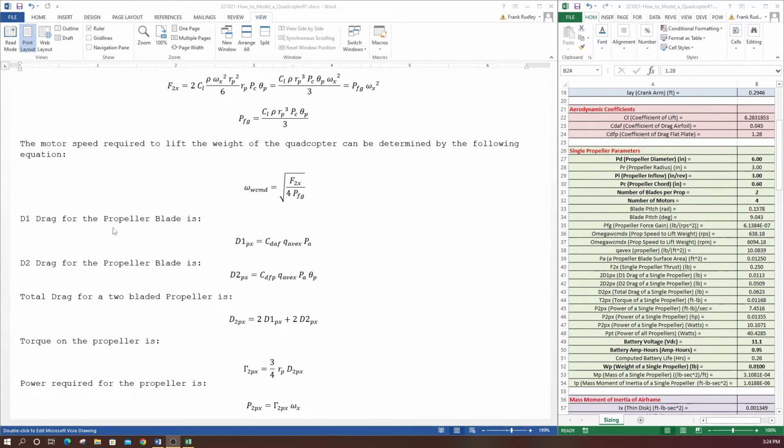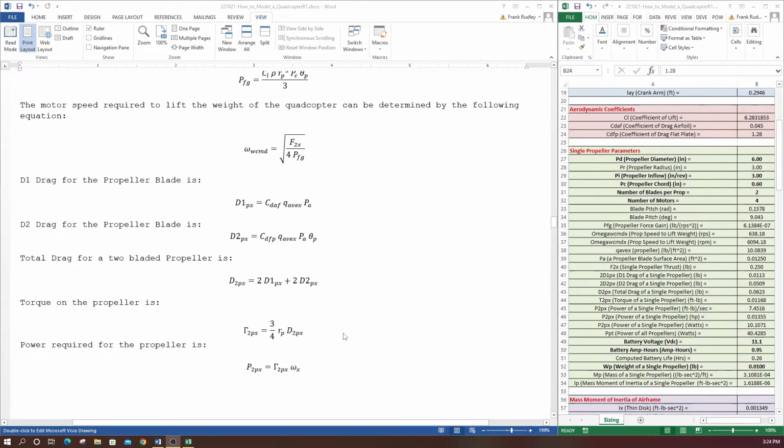So this is our D1 drag for each propeller blade and D2 drag for each propeller blade. So the total drag for a two-bladed propeller is 2 times this plus 2 times that. This would give us our total drag. So we're gonna look at those equations. We're gonna look through the example a little bit more to show you how that's all computed in here.